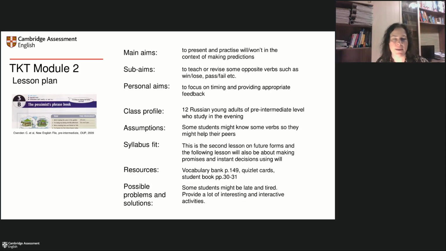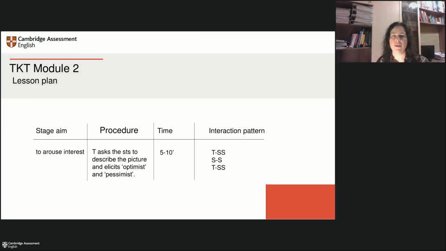Okay, so let's continue. Here is the procedure for that lesson. To be honest, it's not complete. It just gives you a flavor of what the procedure might be like. In TKT, procedures may look quite simple, quite straightforward. So you need a stage aim. You describe what the teacher and students will be doing.